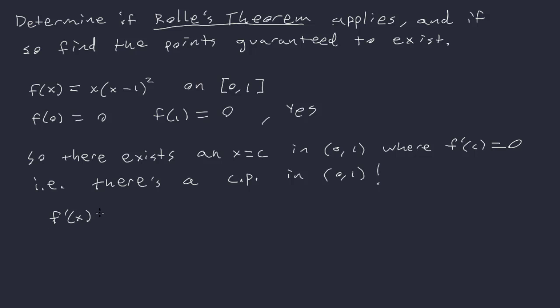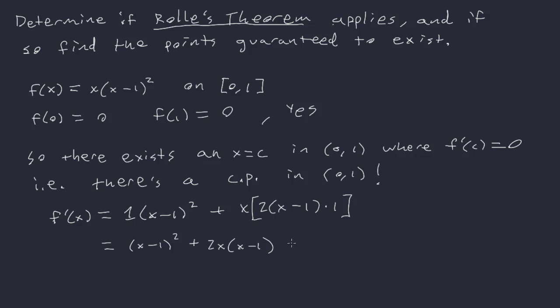So I'm going to take the derivative, f prime of x. The way it's set up here, I'm going to go ahead and do a product rule. It'll be 1 times the second function left alone, plus the first function left alone times the derivative of the second, which will be 2 times x minus 1, times the derivative of the inside, which will be 1. So this is x minus 1 squared plus 2x times x minus 1. And we're going to set this equal to 0 and solve.